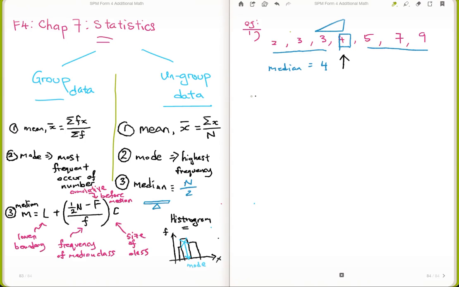However, the mean of x, these are all x numbers, would therefore be equal to 2 plus 3 plus 3 plus 4 plus 5 plus 7 plus 9 divided by the total number. What is the number here? It is 7, because you have 1, 2, 3, 4, 5, 6, 7. You get the sum, and the answer I need to put in the calculator. Maybe you can help me out over there. What's the answer?